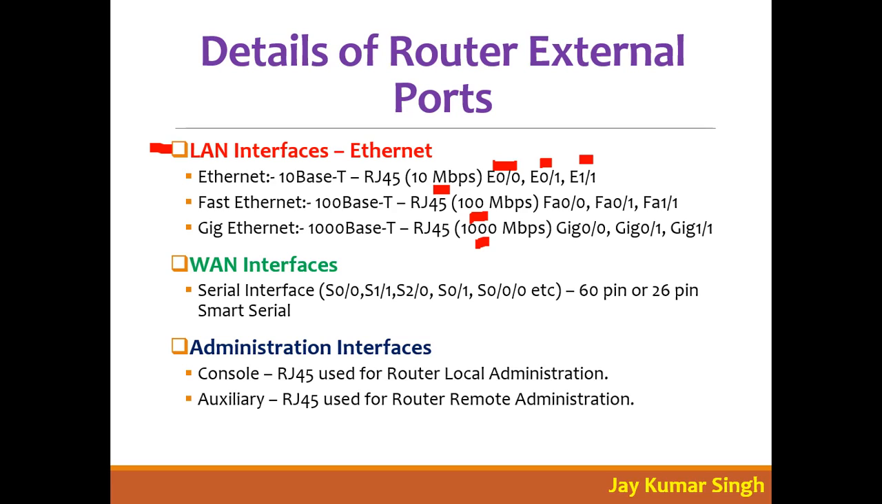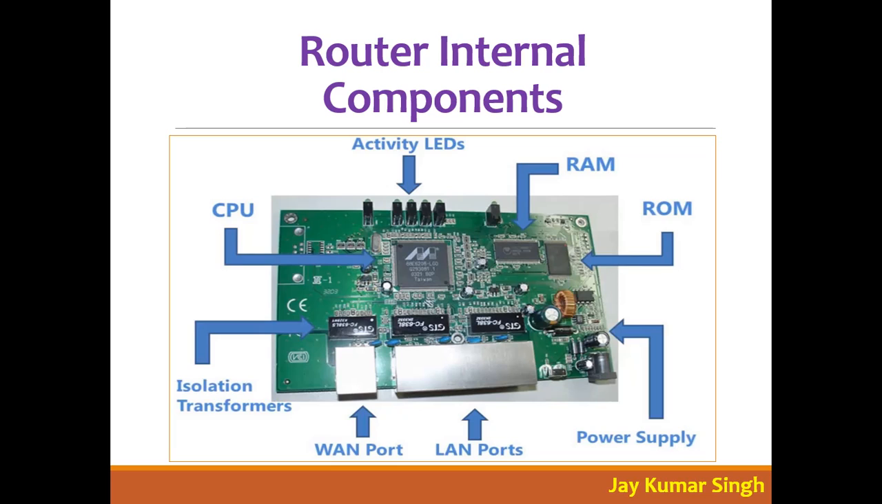So when you see FA, F means Fast Ethernet; when you see G it means Gigabit; when you see only E it means Ethernet. WAN interface: you will see serial 0/0, serial 1/0, like that. So these are the WAN interfaces, the serial interfaces. And these are the administrative interfaces, which are console and auxiliary port, right? Console and auxiliary.